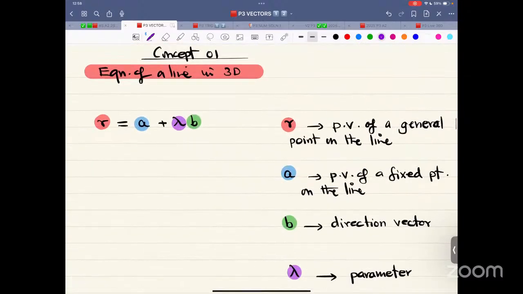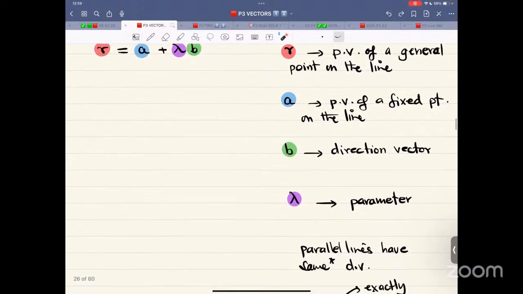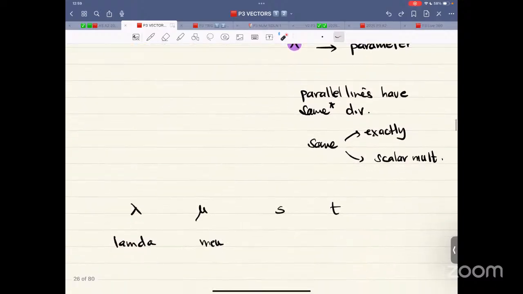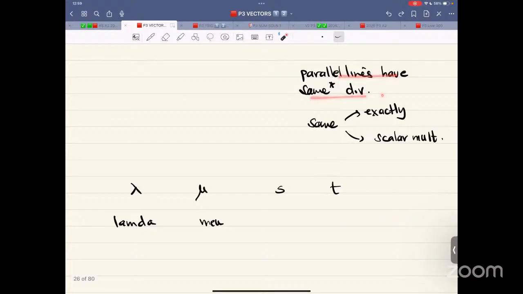Now starts the concept of 3D equations. Equation of a line in 3D. We have this: r equals a plus lambda b. r is the position vector of any point on the line. a is the position vector of a fixed point, something similar to the y-intercept. b is the direction vector, something similar to the gradient of a 2D line. Lambda is a parameter, a constant which can take different values, just like the parameter in parametric differentiation. Parallel lines have the same direction vector, same meaning exactly the same or a scalar multiple.